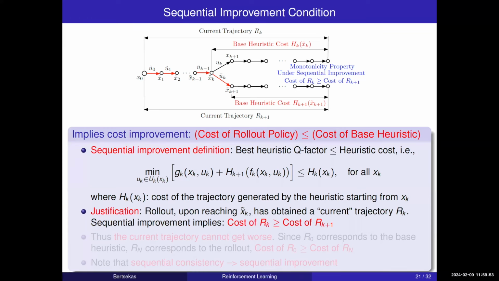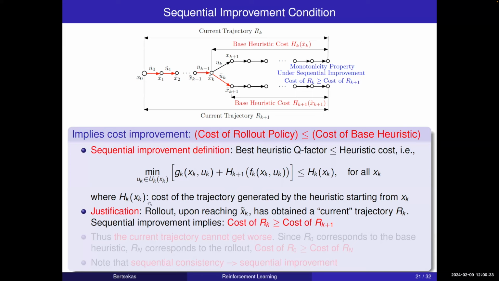So, let me preface this with this. I want you to think about rollout as an algorithm that generates a series of trajectories, and I'll make this more clear with an example in the next slide. It starts with a base policy at the initial state. And then by doing this minimization, it generates a sequence of trajectories that have this property: the cost of Rk is at least the cost of Rk plus one. So the cost of these trajectories that it generates is monotonically non-increasing.